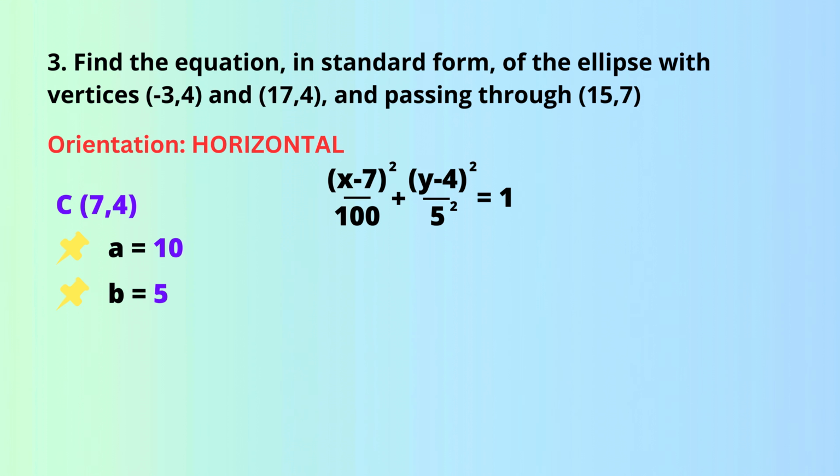Substituting it to our standard form of equation earlier, we have (x minus 7) squared over 100 plus (y minus 4) squared over 25 equals 1. This is now our equation of the ellipse in standard form.